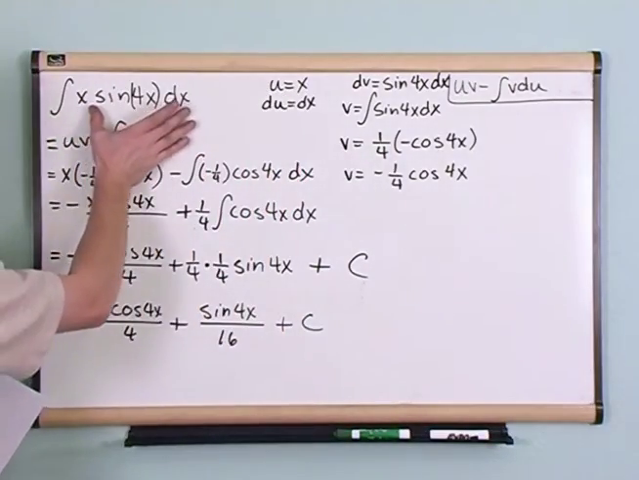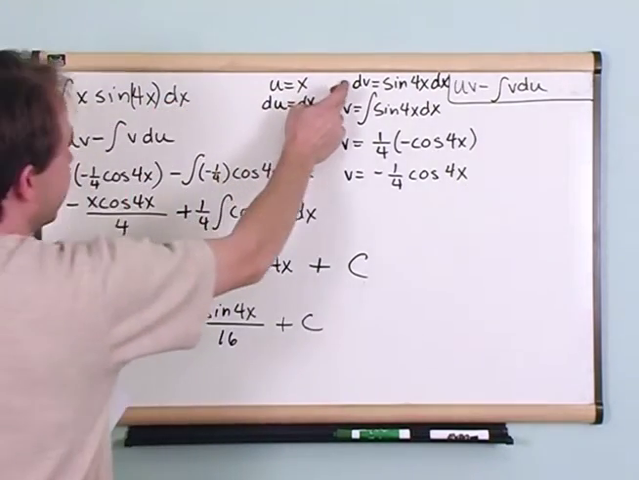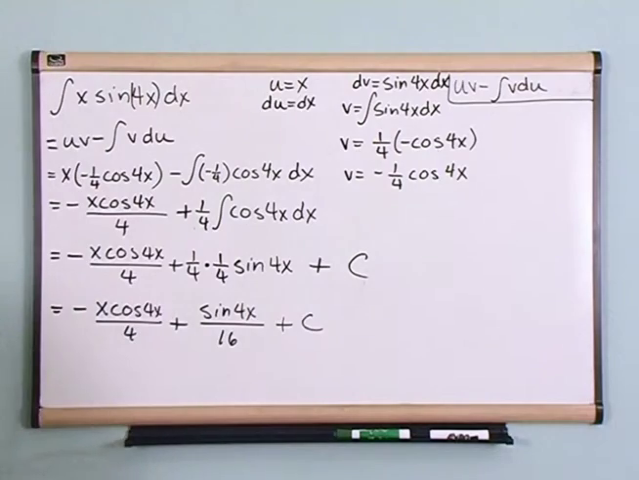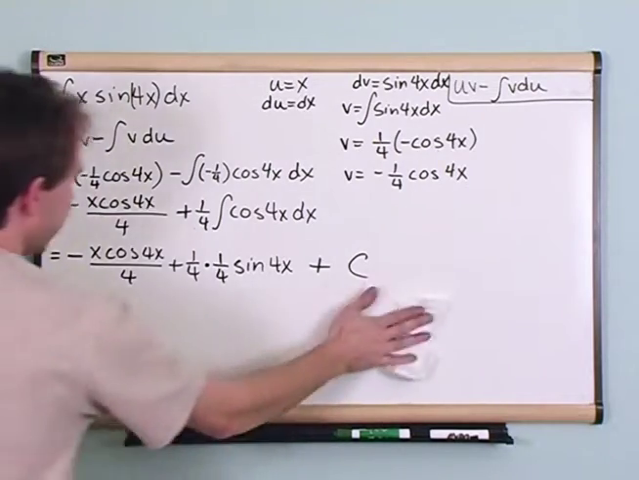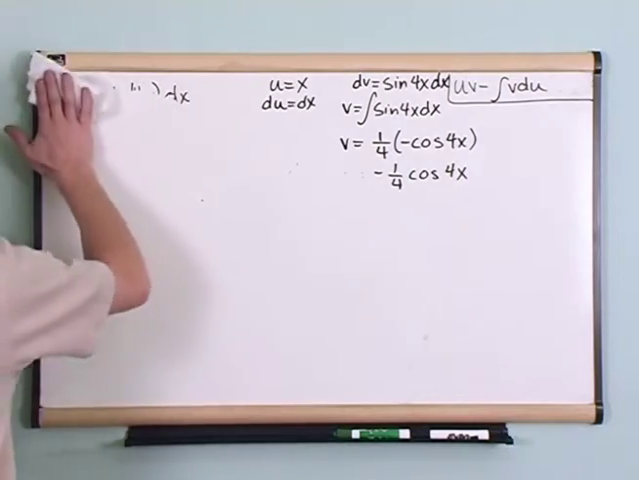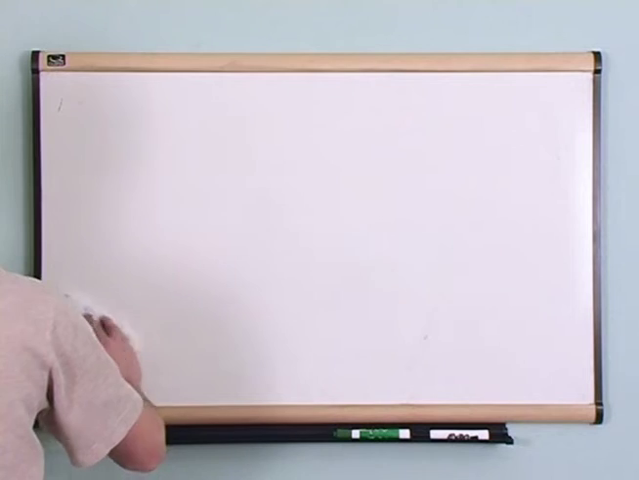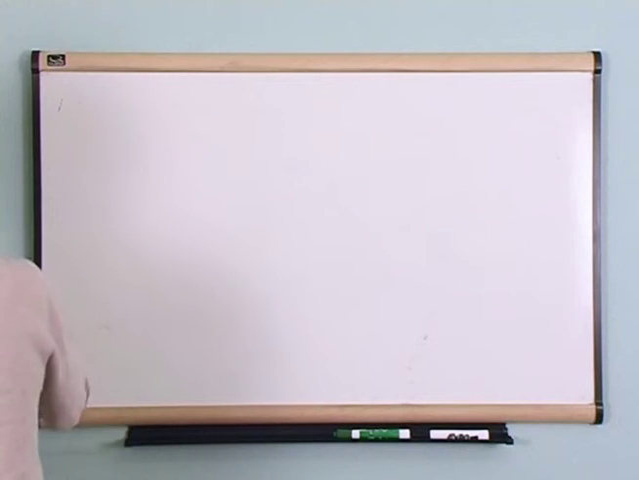So when I see this, I choose whatever's left over, including the indestructible function, as my dv, and usually that will get you on the right track. That's the best piece of advice I can give you. And most of the time, these integration by parts problems are in that form. We're going to do one more problem. It's going to be a little bit harder, and you'll see what I'm talking about.